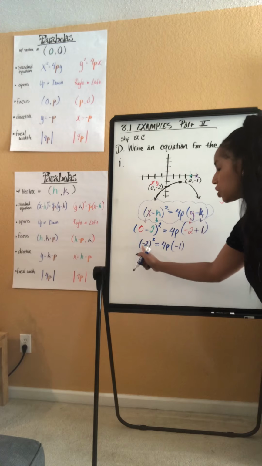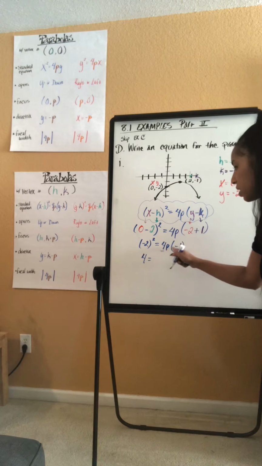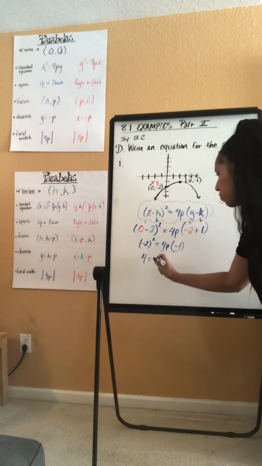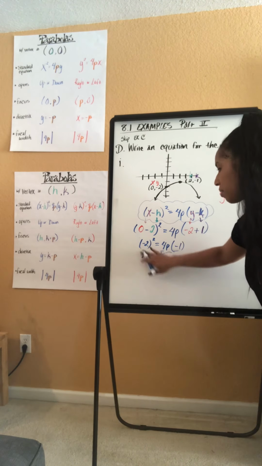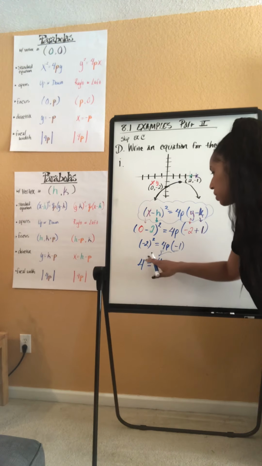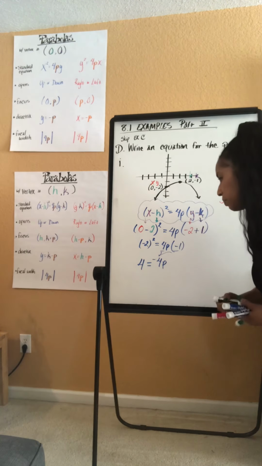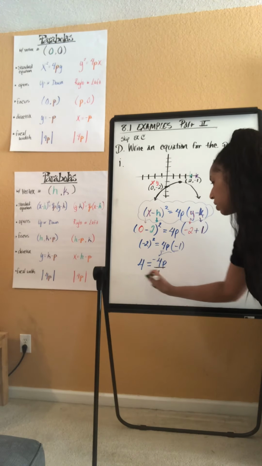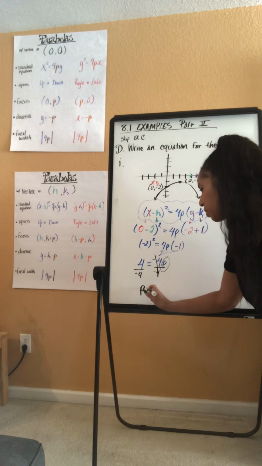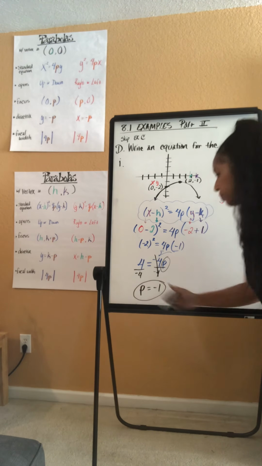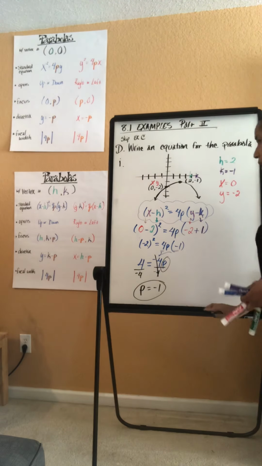Okay, -2 squared is going to be a positive 4 equals, and let's multiply these two numbers together. Everything's being multiplied here. So 4 times -1 will give me -4. So it equals -4p. All right, so 4 equals -4p. So if I want to solve for p, I will simply divide both sides by -4. And p all by itself is equal to 4 divided by -4, which is -1. Which makes sense because it was opening down, so I knew it had to be negative.